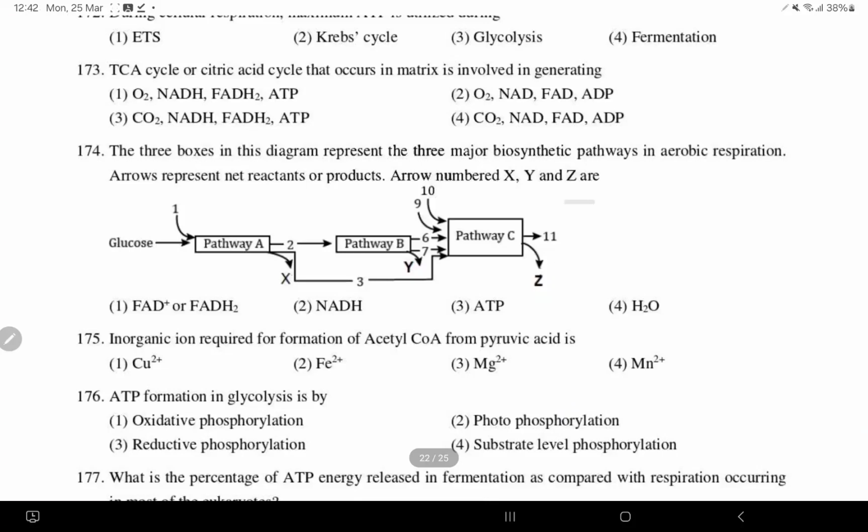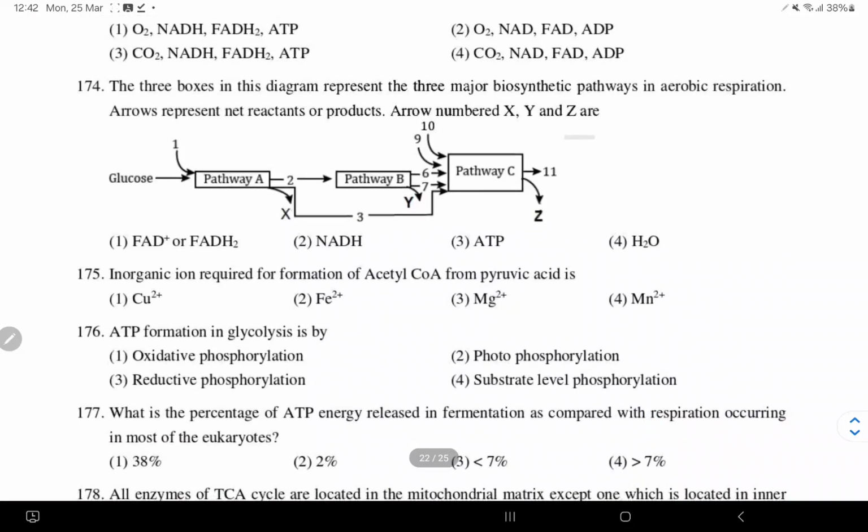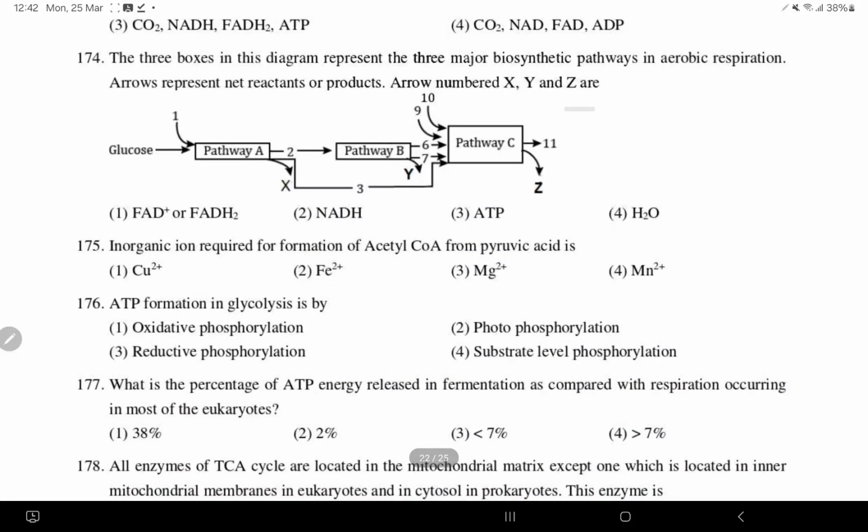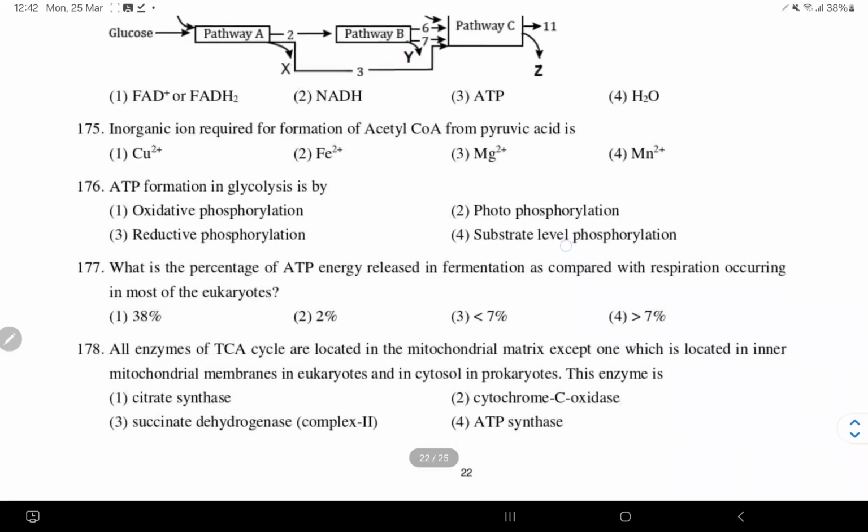TCA cycle, citric acid cycle that occurs in the matrix, is involved in generating CO2, NADH2, FADH2, ATP. Option 3. So 174. So this is glucose, glycolysis, Krebs cycle and ETS. So what is coming out as X, Y and Z? That is ATP.